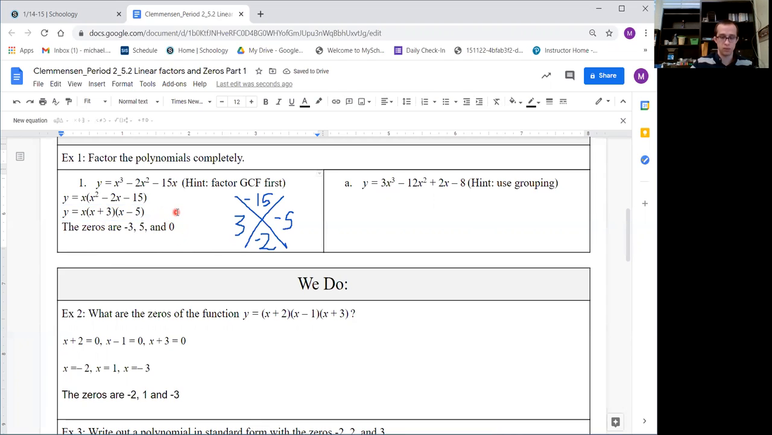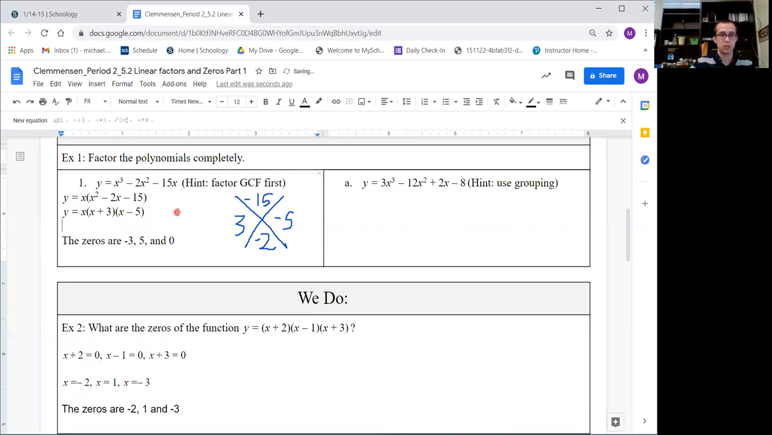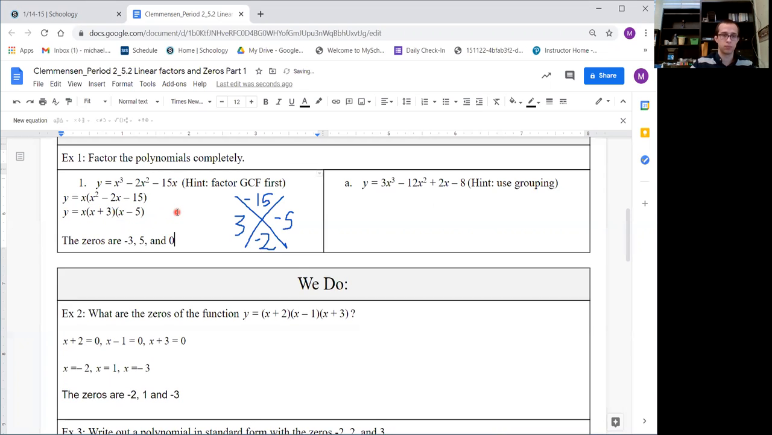Another way to look at it is if I set each piece equal to 0. Right? So I can go x equals 0, x plus 3 equals 0, and then x minus 5 equals 0. And then I would solve those. This one's already solved, so I already have my 0 there. This one, I'll move the 3 over, so I'll get -3. This I'll move the -5 over, so I get +5.